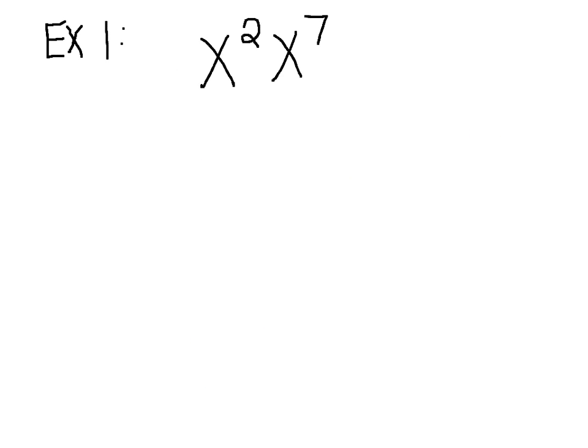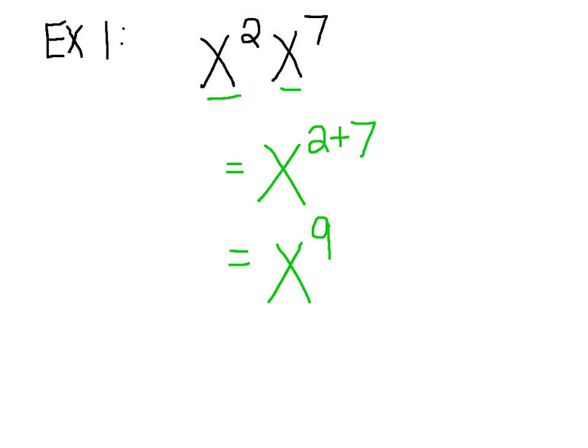So let's look at our first example. We have x squared times x to the 7th. Do they have the same base? Yes, x and x, so we're good to go. So we're going to keep the base, add the exponents. And it's okay to write out this step while you're starting out because it keeps you straight. Keep the base, add the exponents. So keep the base, x, and 2 plus 7 is 9. And so x squared times x to the 7th equals x to the 9th.